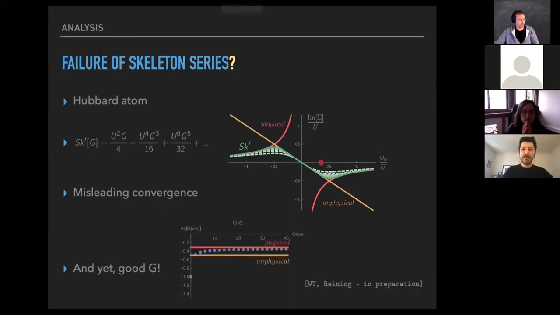And yet, when you use it to calculate G as in the self-consistent Dyson equation, you do go to the correct G. Here, I'm plotting one single point because the convergence is not easy. But here you see, I am in this regime in which the skeleton series by itself, calculated at the exact G, will converge to an unphysical result. But when used in the procedure, in the self-consistent Dyson equation, it goes to the physical one.